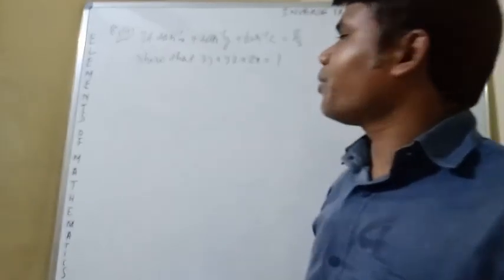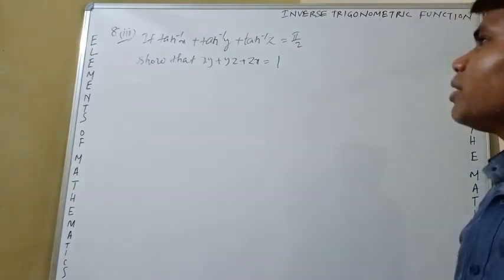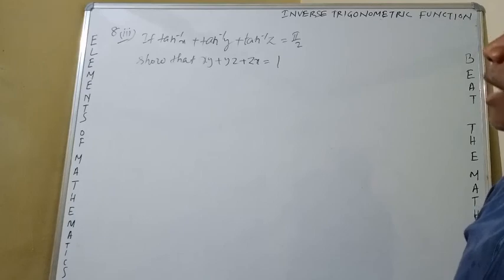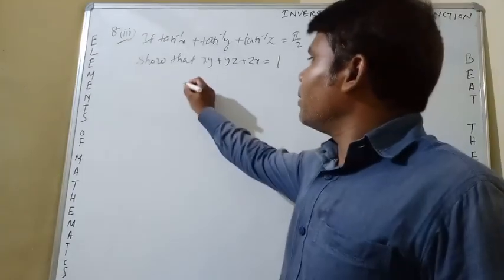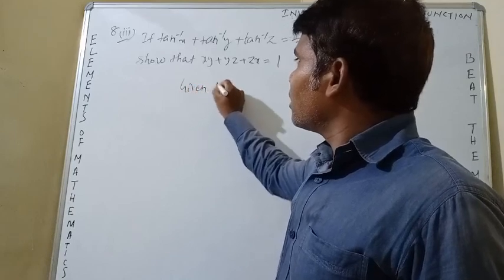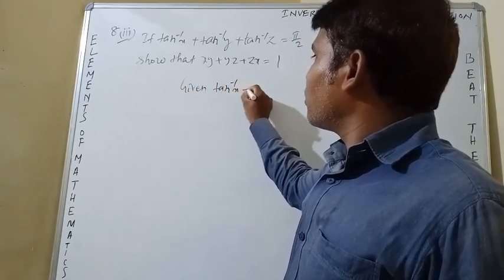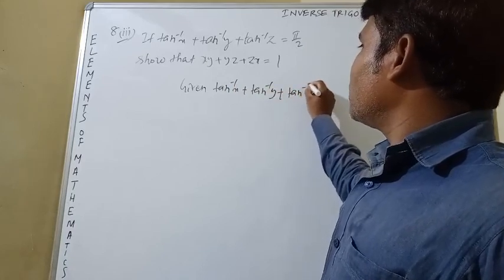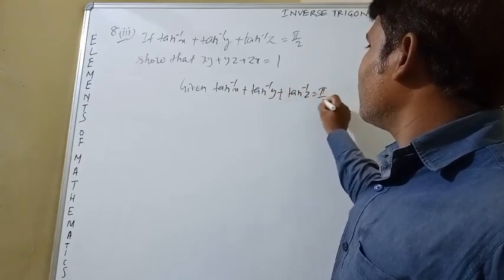Next, you see the problem. If tan inverse x plus tan inverse y plus tan inverse z is equal to pi by 2, prove that xy plus yz plus zx is equal to 1. Given tan inverse x plus tan inverse y plus tan inverse z is equal to pi by 2.